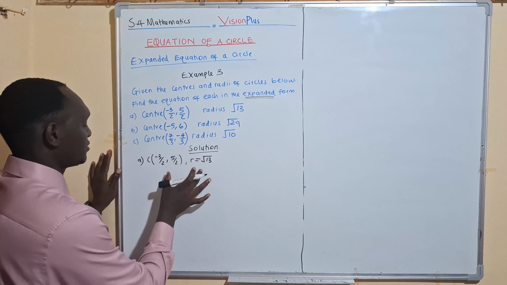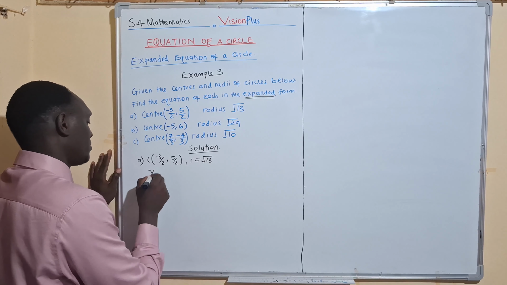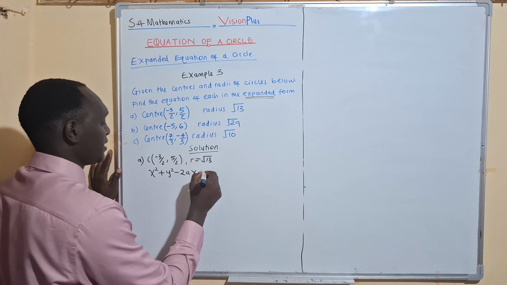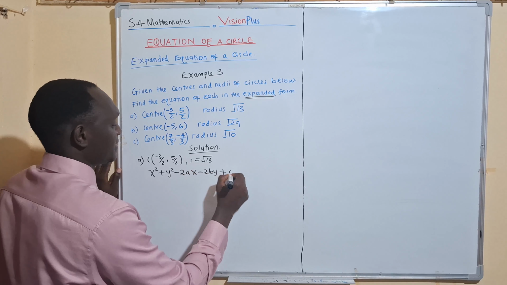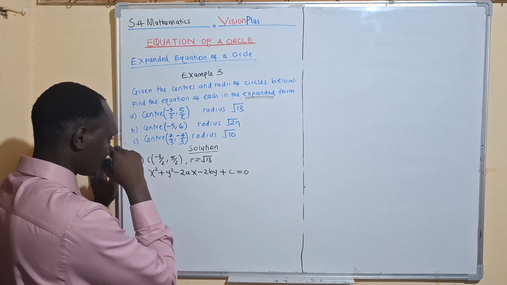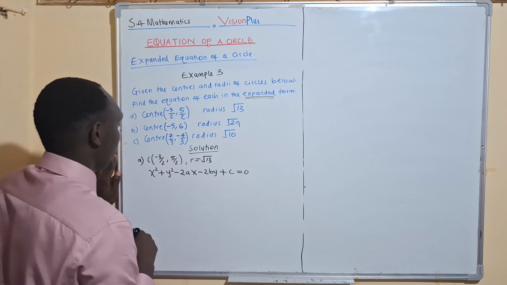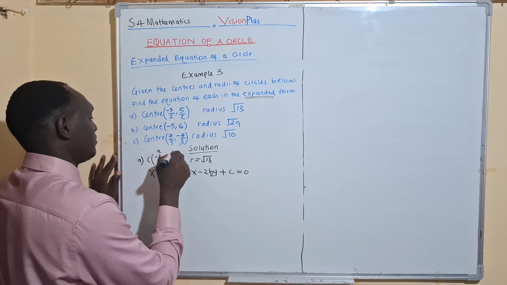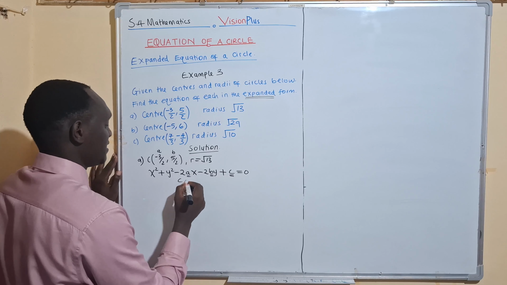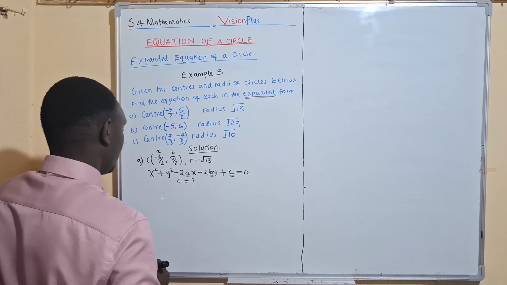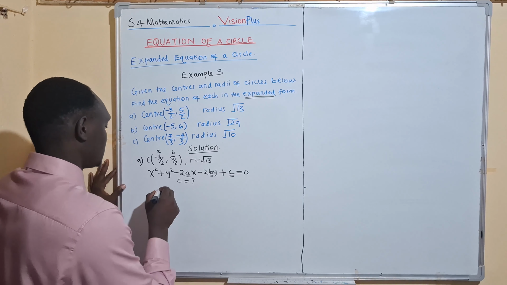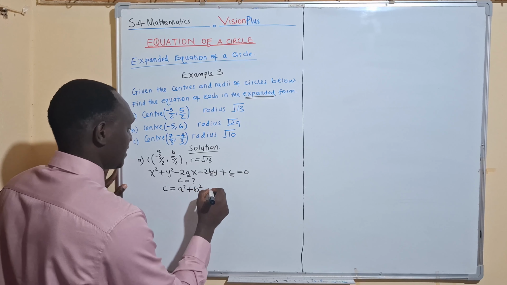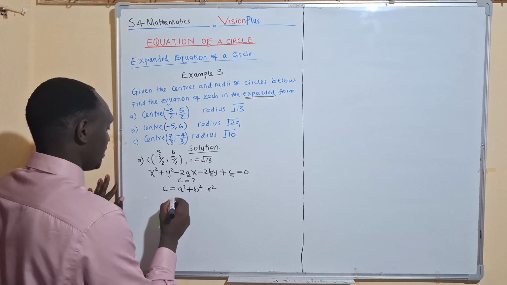To write it in the expanded form, we quote the formula to guide you, which is x squared plus y squared minus 2ax minus 2by plus c equals 0. What do we do here then? We have a, b as coordinates of the center, but we don't have c. C is not given. And we know that c is obtained from a squared plus b squared minus r squared. So substitute for a, b and r.